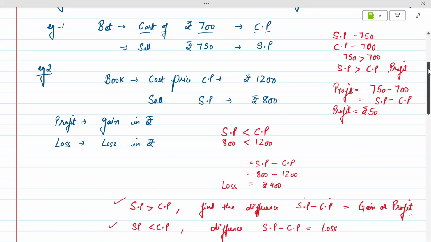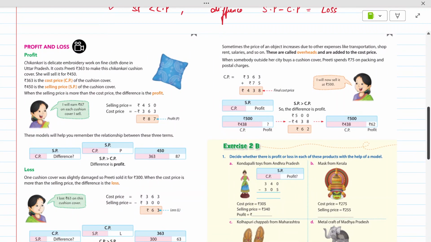Okay, now let us go through the textbook part. So they have explained about the profit and loss here. For profit, the example given here is that chikankari is a delicate embroidery work on fine cloth done in Uttar Pradesh. It costs Preeti, so this is the lady Preeti, 363 to make this chikankari cushion cover. So this lady is making a cushion, and making that cushion costs her rupees 363, and then she will sell it for rupees 450.